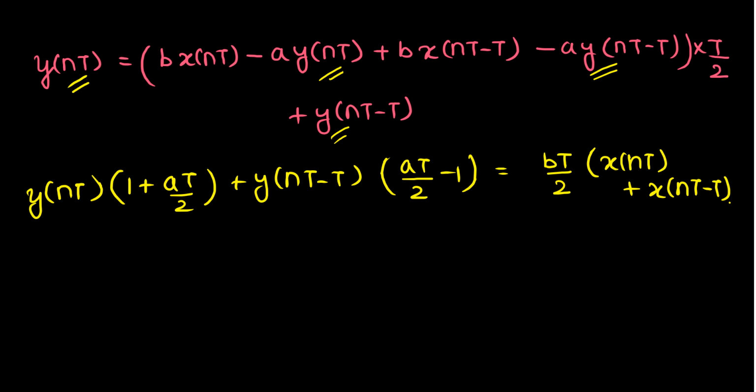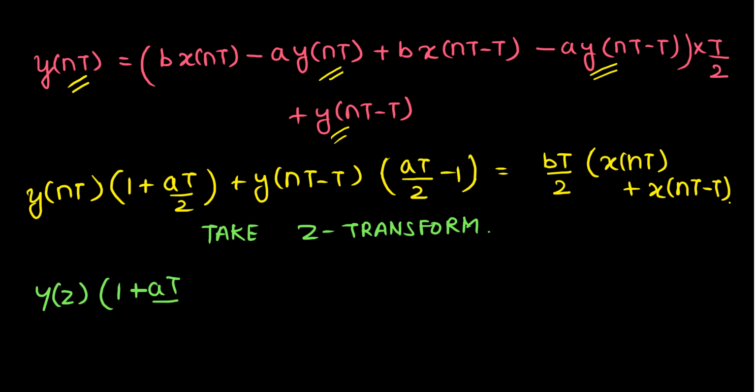Now if we look carefully, we are left with discrete time signals: this y of nT and this x of nT are basically y of n and x of n, as we have sampled them with the sampling duration of T. So we can take the Z transform of this expression. What we are left with is Y of z into 1 plus aT by 2, plus, now this y of n minus 1 T is basically y of n minus 1.